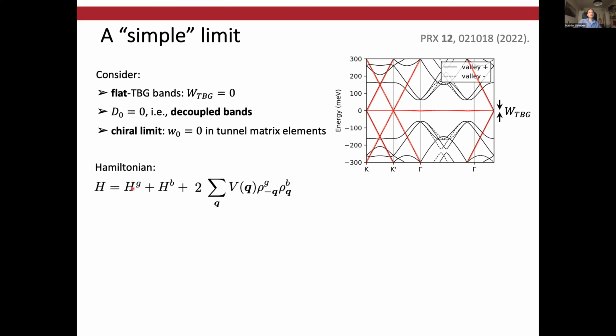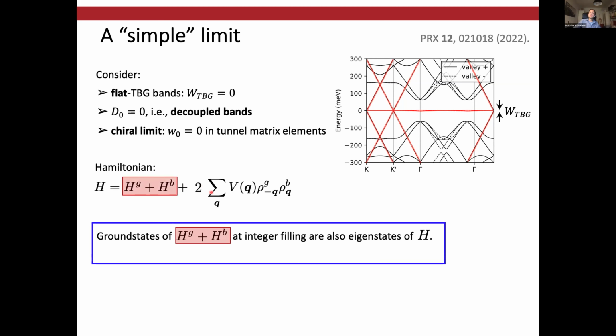Now the Hamiltonian has this form. There's the sum of the interacting Hamiltonian of graphene, the interacting Hamiltonian of twisted bilayer graphene, and a density-density interaction between those two systems. The first thing we could show is that the ground states of this Hamiltonian at integer filling of the TBG sector are also exact eigenstates of the full Hamiltonian. And furthermore, if you adiabatically turn on this density-density interaction, they're guaranteed to remain ground states in at least a finite range of this adiabaticity parameter.